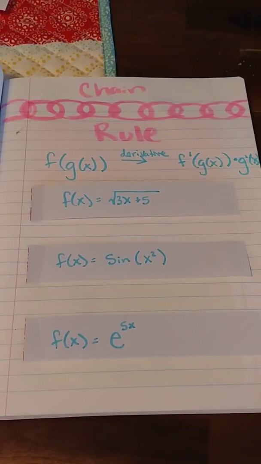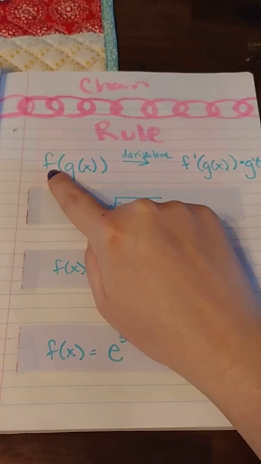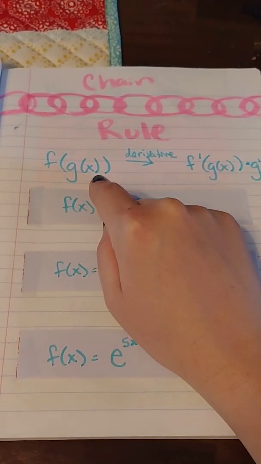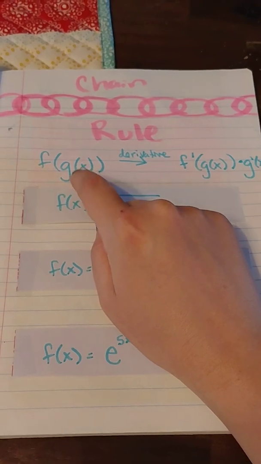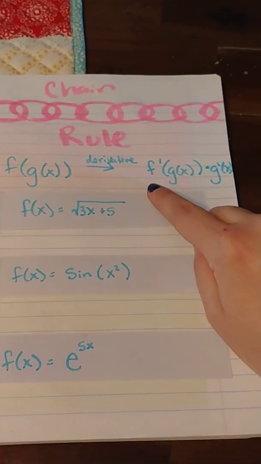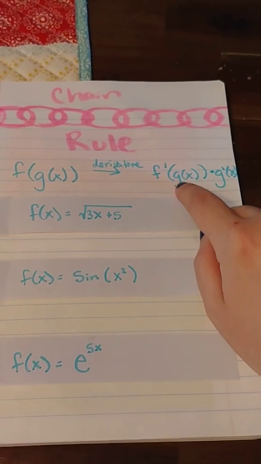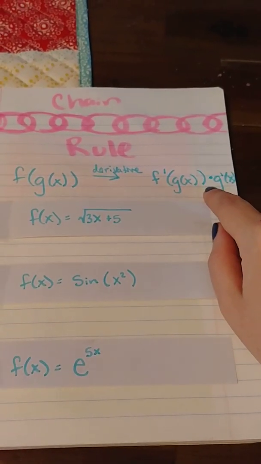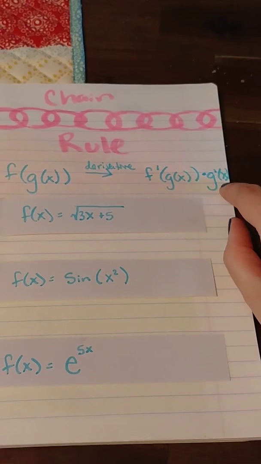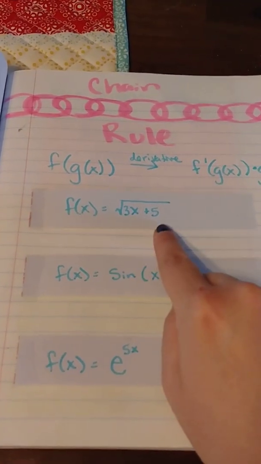So with the chain rule, it's a function inside of another one. This is why we reviewed the composition of functions. What you want to do is take the derivative of the outside part. That's why I just did f prime. The inside part stays the same. Then I multiply it by the derivative of the inside part. So here's my first example.